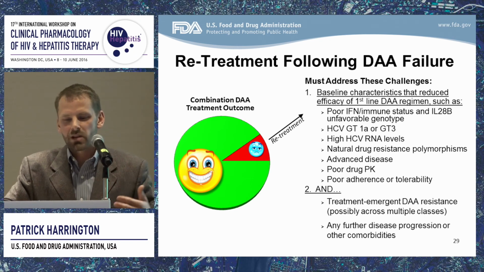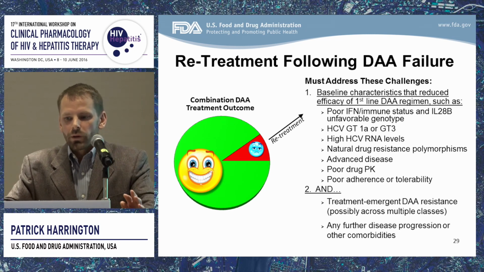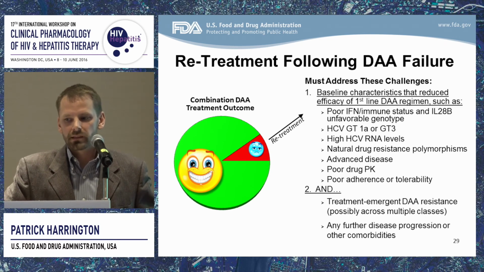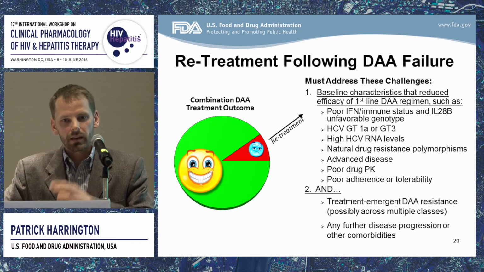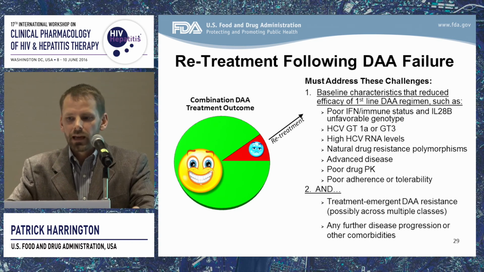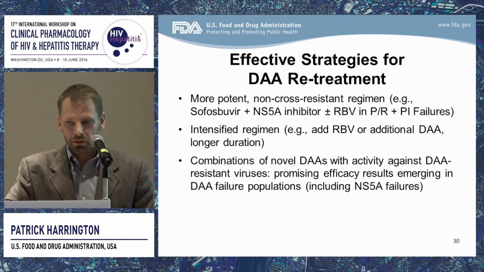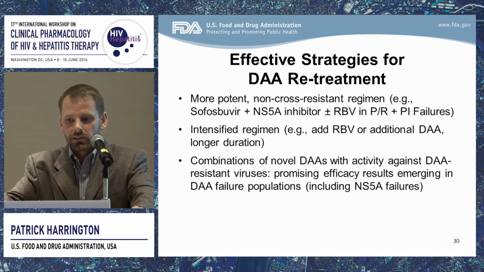But I think that the same general concept still applies even with some of these really effective regimens, in that when you're thinking about retreatment of these patients, not only do you have to worry about any potential resistance that came up from that prior treatment failure, but all of those baseline characteristics that reduced efficacy of that first-line DAA regimen will carry over to the next round of treatment and will have to be addressed with that next treatment regimen. And for this reason, I think we have to be quite aggressive and strategic in treating these DAA failure patients. And as we heard from the previous speaker, there are quite effective strategies now, fortunately, for retreatment of DAA failures. And I'm not going to show any data.